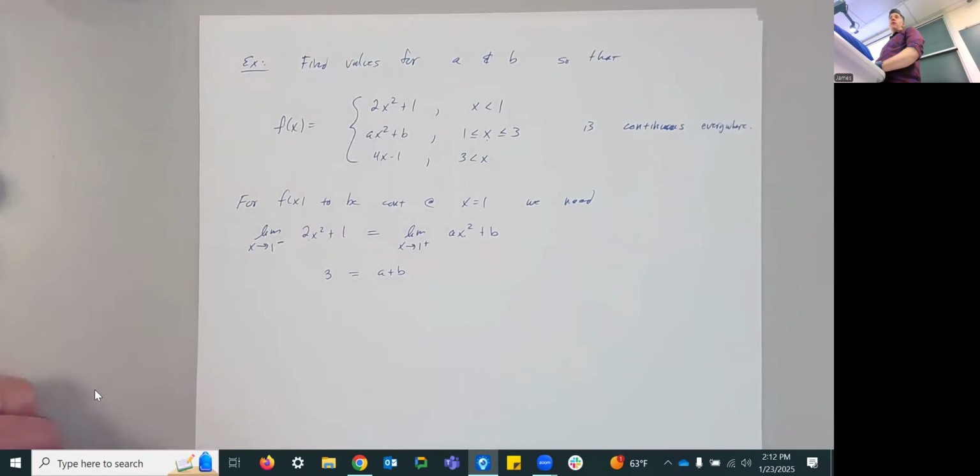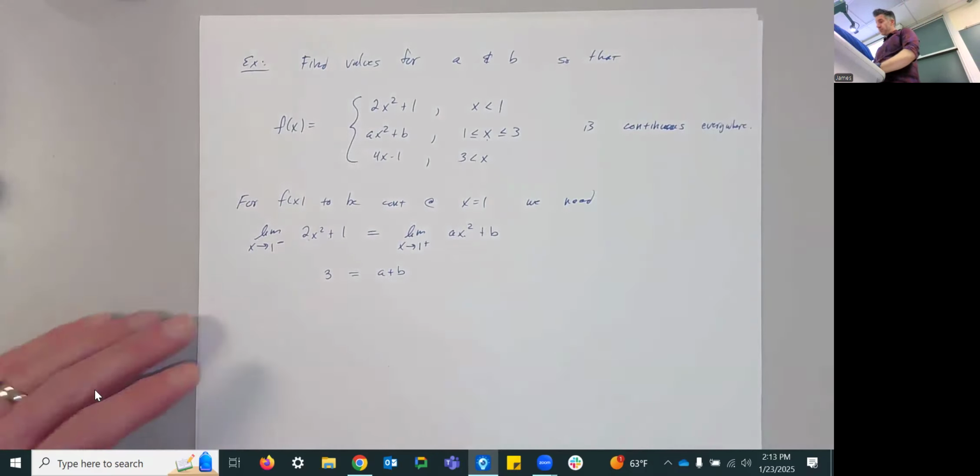So we don't know what a and b are yet, right? They could literally be any combination of things that add to 3: 0 and 3, 1 and 2, -5 and 8. There's an infinite number of possibilities until we use the other piece of information, which is that the function also has to be continuous at 3.